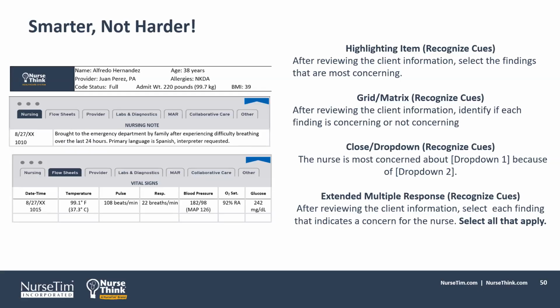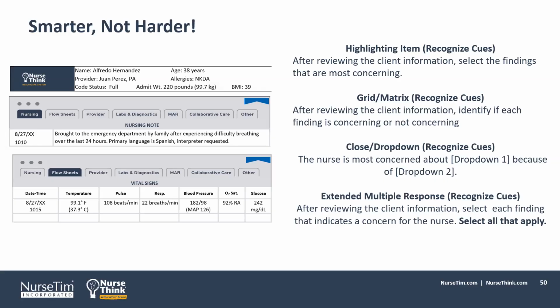Hernandez here, and I have developed my highlight item, recognized cues, based upon my preliminary EHR. My brain is in acute kidney injury framework right now. I am really thinking acute kidney injury. So while I create a recognized cues as a highlight, I'm also going to build a recognized cues as a grid matrix. And I'm also going to build a recognized cues as a closed dropdown. And I'm also going to create recognized cues as an extended multiple response.